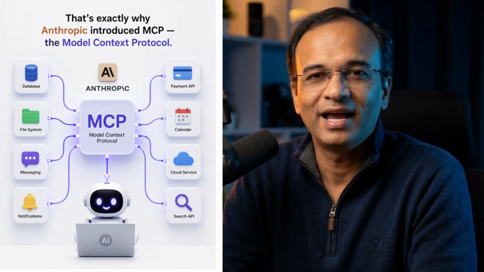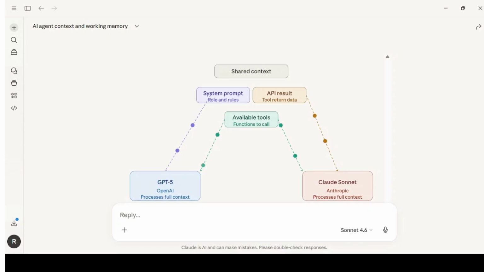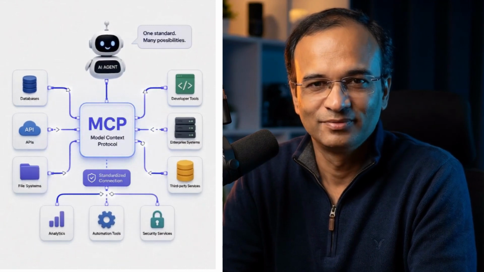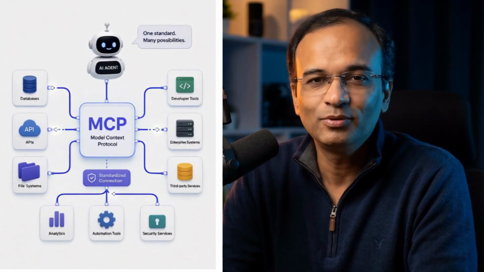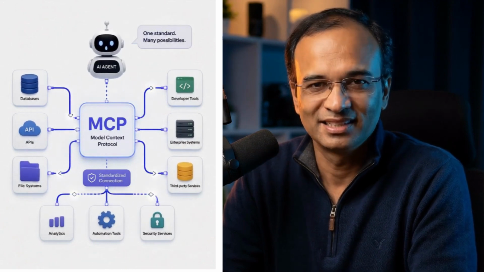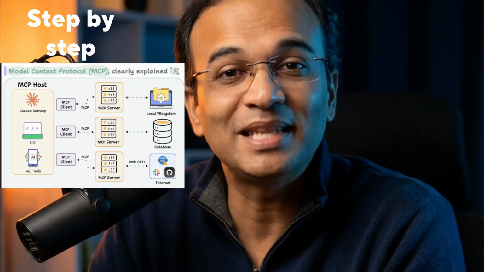That's exactly why Anthropic introduced MCP, the Model Context Protocol. Here, context means your system prompt, API results, and other tools, shared in a standard way. MCP provides a standardized way for AI agents to connect with and call external tools, APIs, databases, and systems. We will soon have a detailed video on MCP, where I explain it step by step.